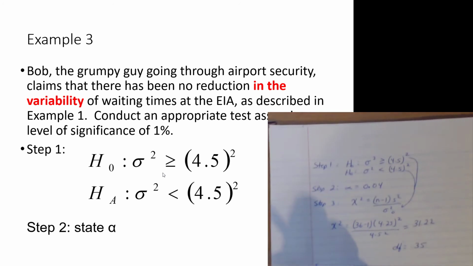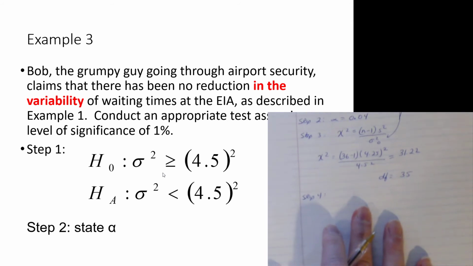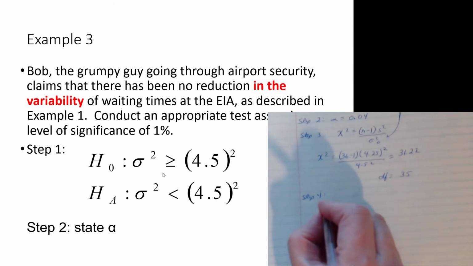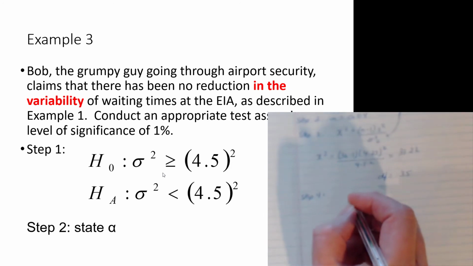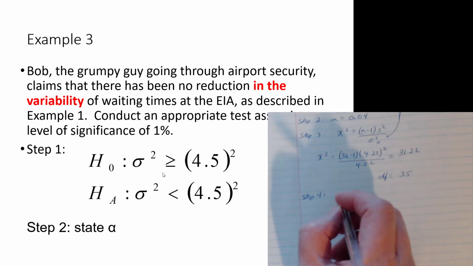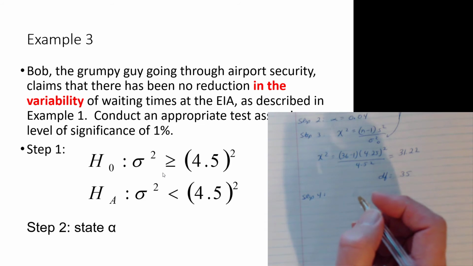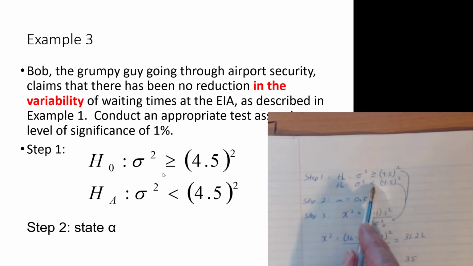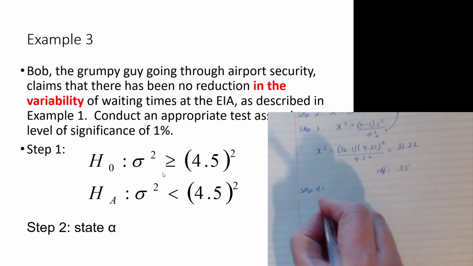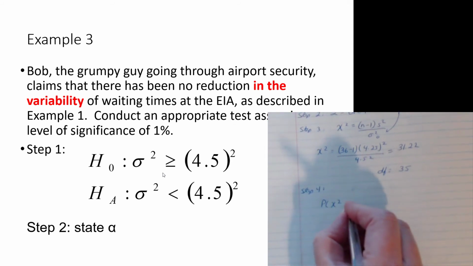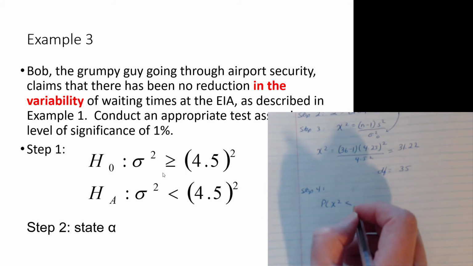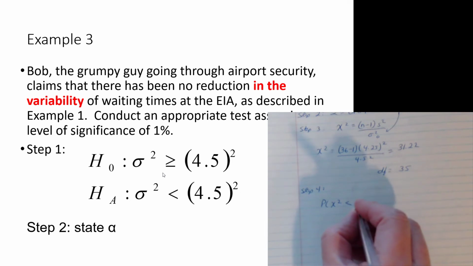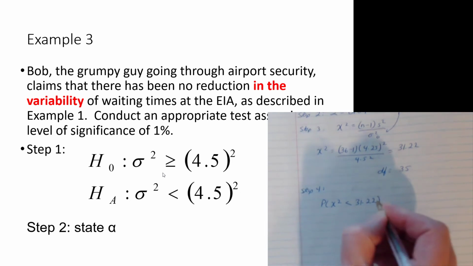Okay. Step 4. Now we're all set. We're going to run with finding the p-value. We have a couple of choices for finding that p-value. We can look in the tails. Now this will be a little tricky because HA has a less than in it. So what we're trying to find is the probability that we get a chi-squared value less than the one that we just calculated, 31.22.